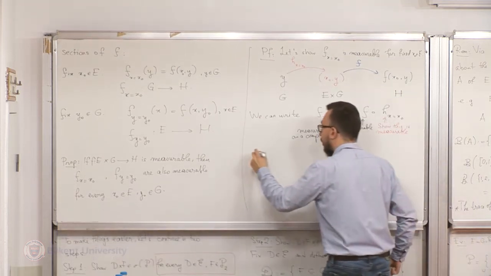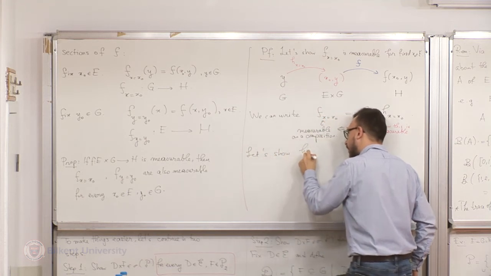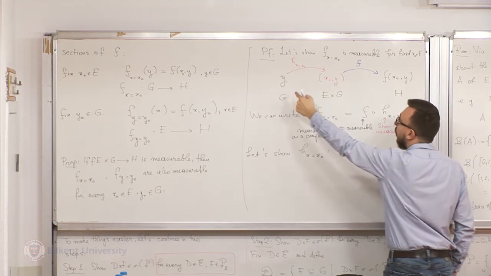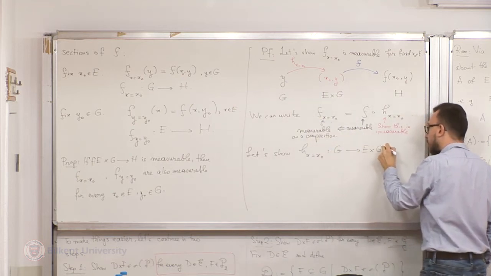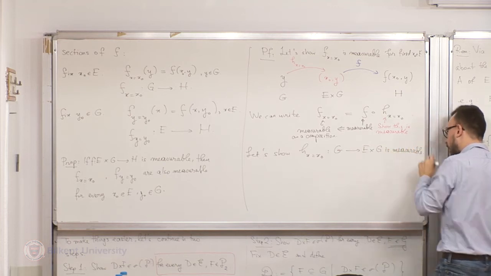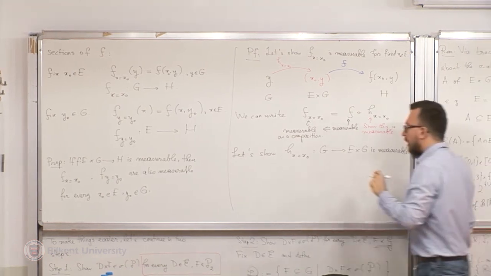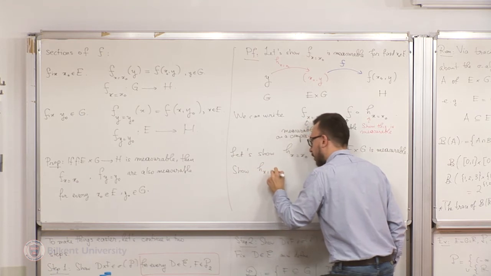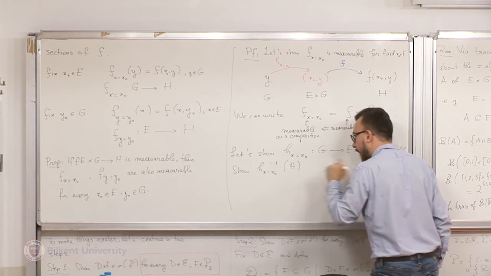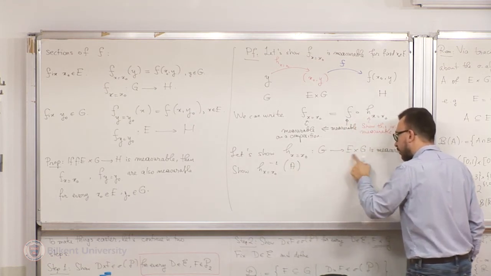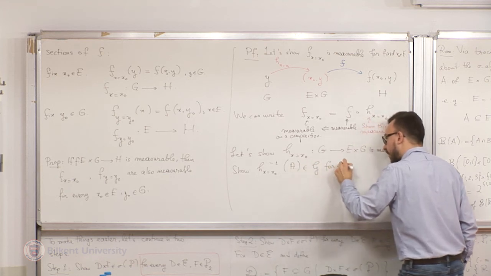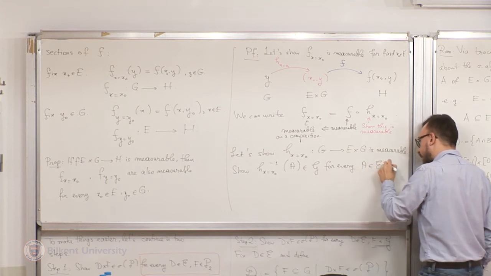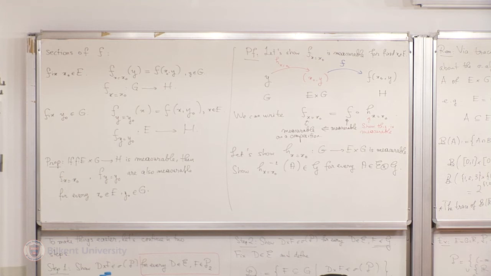So let's check that this h is measurable. Let's show h_{x=x0}, which is defined on G, mapping into E cross G, is measurable. In other words, show that the h pre-image of a set A in the product sigma algebra is in script G for every A in the product sigma algebra. This is the pure definition of measurability. But of course, this is difficult to check, because you need to check it for every A in the product sigma algebra.